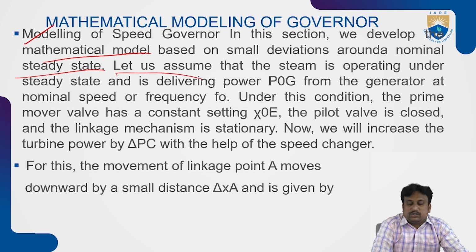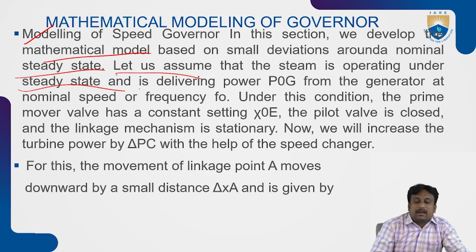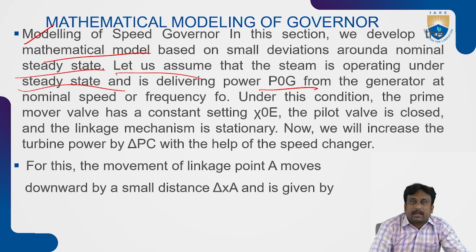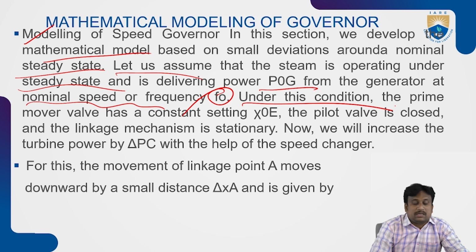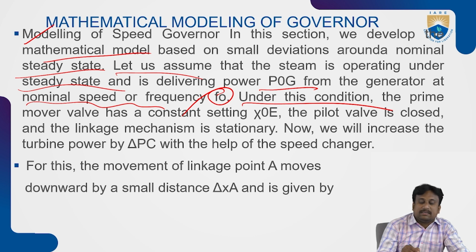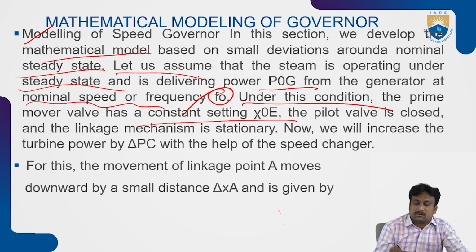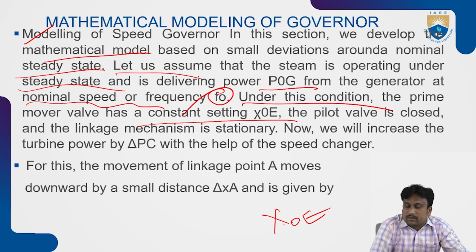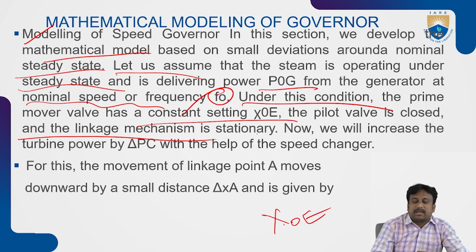We should assume that the system is operating under steady state and is delivering power P naught G from the generator at nominal speed or frequency, that is F naught. Under this condition, the prime mover valve has a constant setting called X naught E. The pilot valve is closed and the linkage mechanism is stationary.